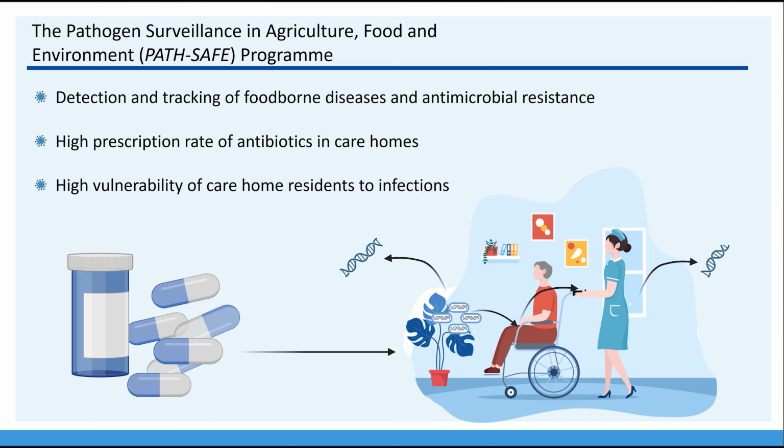We are also part of PathSafe. This is a pathogen surveillance in agriculture, food, and environment program. It's a UK-wide program, and the main goal is to detect and track foodborne diseases and antimicrobial resistance. Our lab specifically focuses on care homes. In care homes, we have a very high rate of antimicrobial prescription, and even higher in Northern Ireland compared to the rest of the UK. And also, as we can probably all assume, the residents at those care homes are very susceptible to different infections.